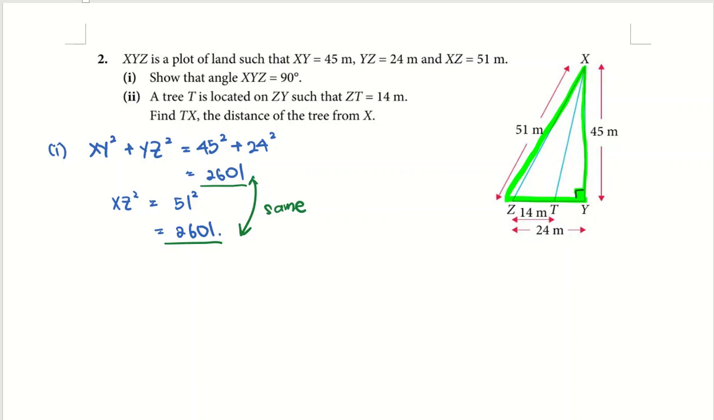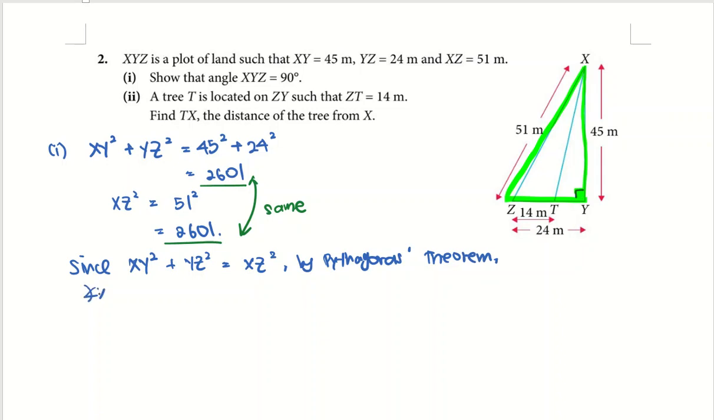So therefore, let's conclude, since XY square plus YZ square equals XZ square. Let's make it a habit to write down the theorem. By Pythagoras theorem, your angle XYZ is actually 90 degrees. Okay, sure. This is part 1. Let's take a look at part 2.